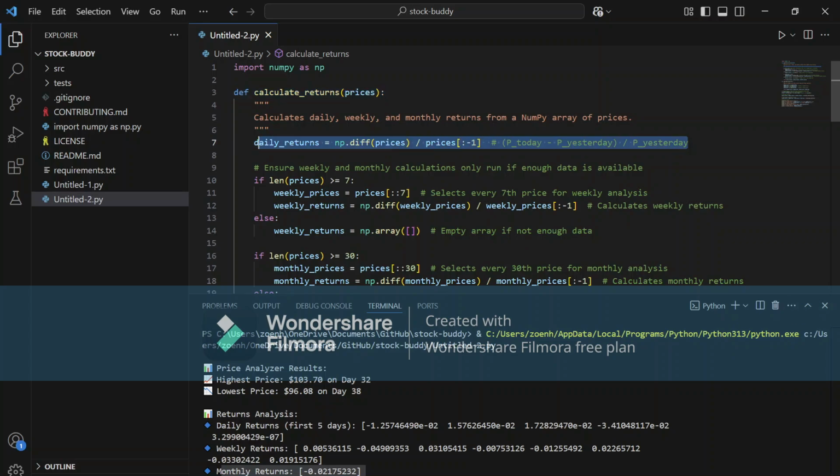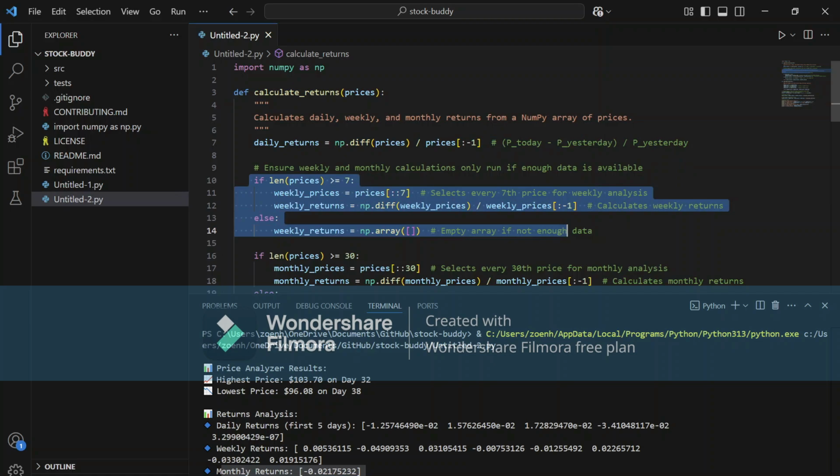So now here, we want to calculate the daily return. So we have the np.diff of prices. This finds the difference between today's price and yesterday's price. The prices in the brackets to -1 takes all the prices except for the last one so that the numbers match its size. So that daily return formula is going to be today's price minus yesterday's price divided by yesterday's price.